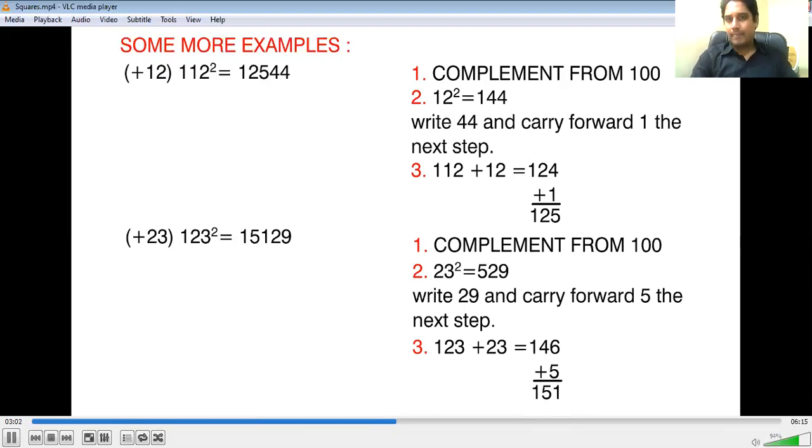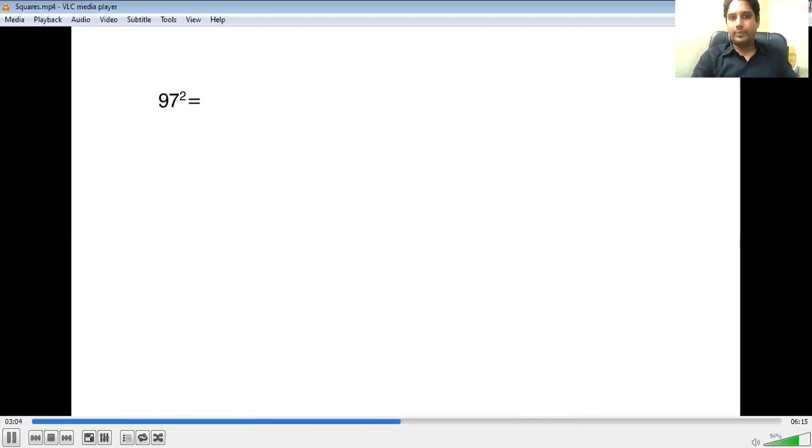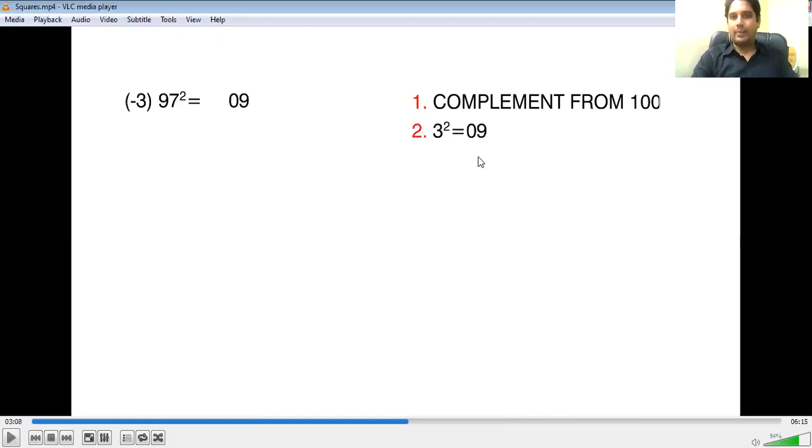Now let's take some examples for the numbers which are below 100. 97 square, 3 less than 100, hence the complement will be minus 3. Step 2, 3 square is 9. Again I'll place a 0 because 3 square is 9, so I have to make it a 2-digit number. So it becomes 09. Step 3, 97 minus 3 is 94. Hence our result is 9409.